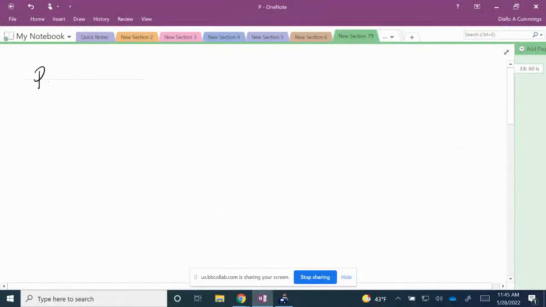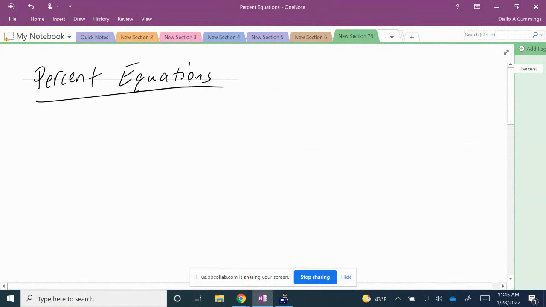In this lesson, we'll take a look at percent equations. The percent equation formula that we're going to take a look at is "is over of" is equal to percent over 100. In essence, what we'll do is set up a proportion, and keep in mind that a proportion is just two fractions set equal to each other, and then we'll solve.